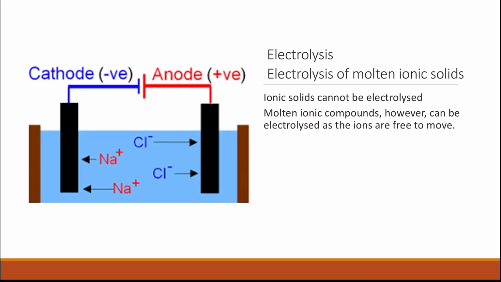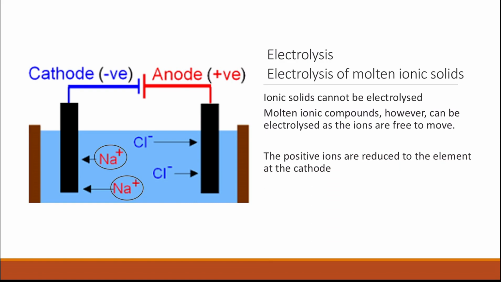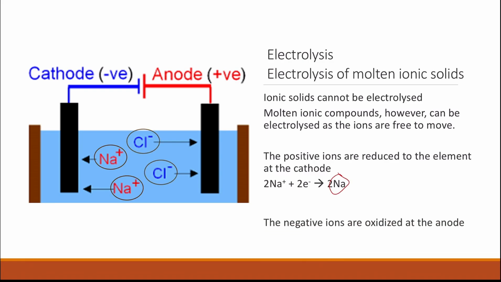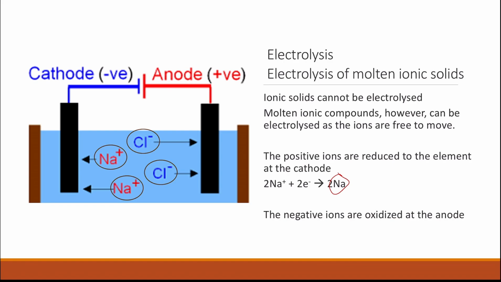In the electrolysis of molten ionic compound, for example, like sodium chloride, the positive ions, which are sodium here, are going to move toward the negative electrode, which is the cathode. The sodium will gain electrons and it will be reduced to give you the sodium metal, while the chloride, the negative ions, will travel toward the positive electrode, the anode, and they will be oxidized by losing electrons to give you chlorine gas.